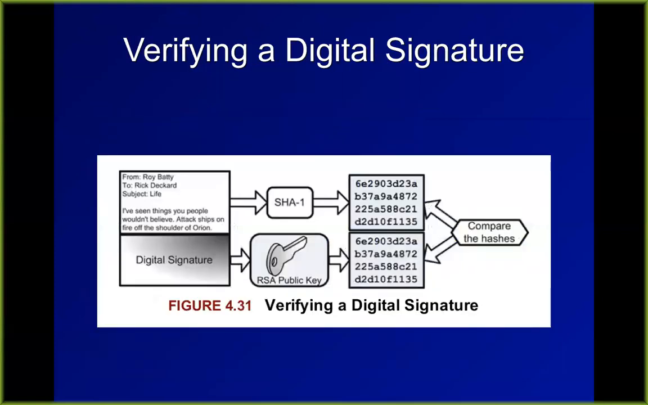So here's just the verification process. They take the message, calculate the SHA, get the hash, then they take the digital signature, decrypt it with the public key, and compare the hashes. And if those two things match, that means that this document is unaltered and was signed by that person.